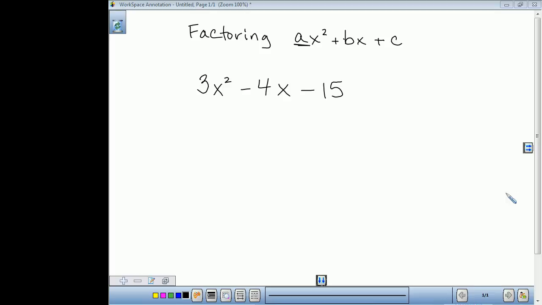Okay, so today what we're working on is factoring trinomials whose leading coefficient is not 1. Now, the first step to this type of factoring that we're going to do every single time is we take that leading coefficient and multiply it times our constant. Positive 3x squared times negative 15 is negative 45x squared. So everybody write that step down, please.